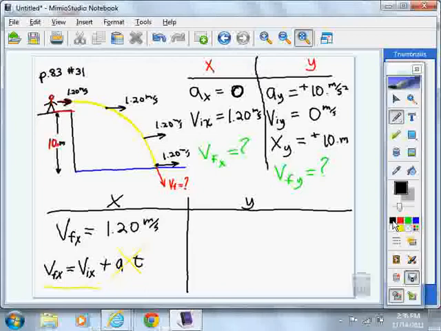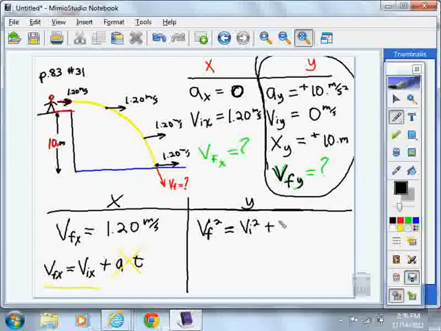Now, in terms of the y component, if you look at the data that you have, the easiest way of getting that final velocity in the y direction is to use the no time formula. Vf squared equals Vi squared plus 2ax. And of course, this is the final velocity in the y direction, this is the initial velocity in the y direction, and this is acceleration in the y and x in the y.